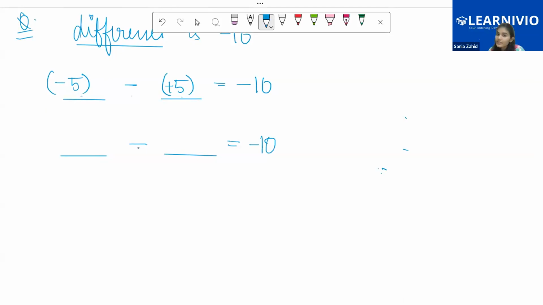Can I take 15 and 5? Yes, ma'am. 15 minus 5 is 10, right? Okay. Now, if I write 15 and 5, remember these numbers. Now, your answer has a negative sign. That means the bigger number should be negative. 15 should be negative. So, should I write 15 over here and 5 over here? So, I have 5 minus 15 will give minus 10.